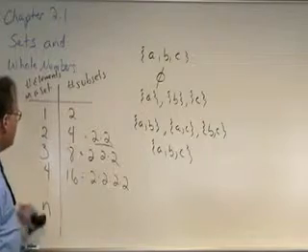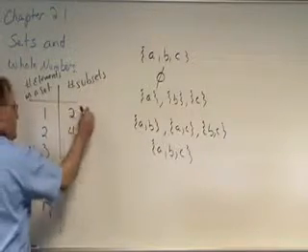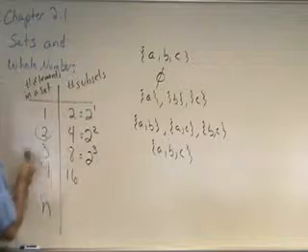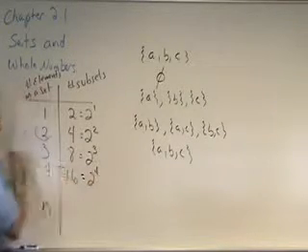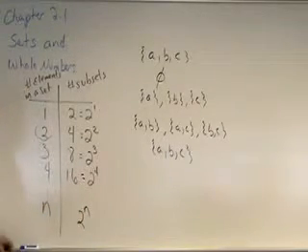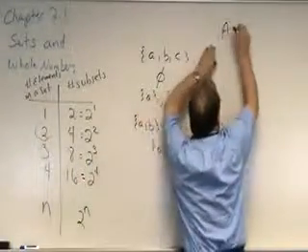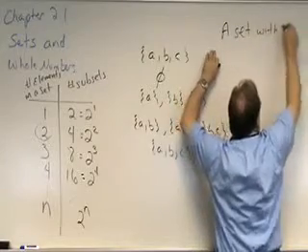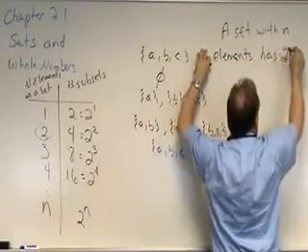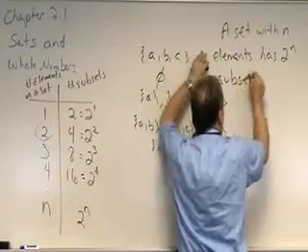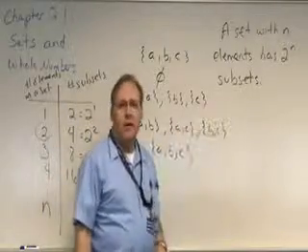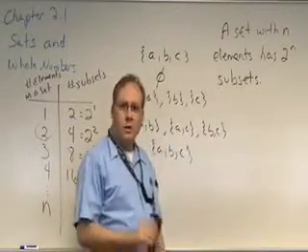So you could look at this and say, well, this is 2 to the first power, and this is 2 to the second power, and this is 2 to the third power, and this is 2 to the fourth power. So this one should be 2 to the nth power. And in fact, we can say that a set with n elements has 2 to the nth power subsets. This is a nice little result and allows us to do a lot of work with cardinality.